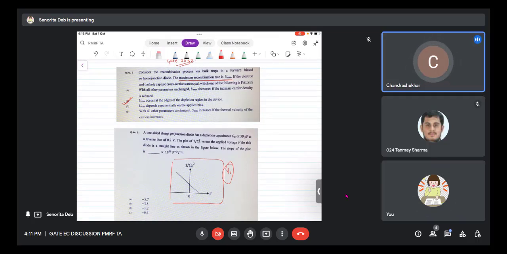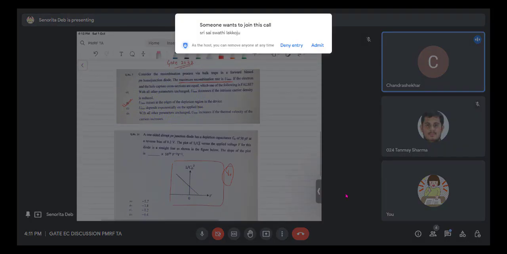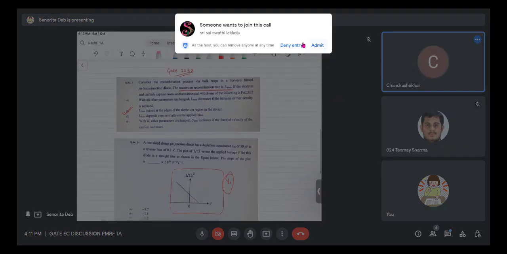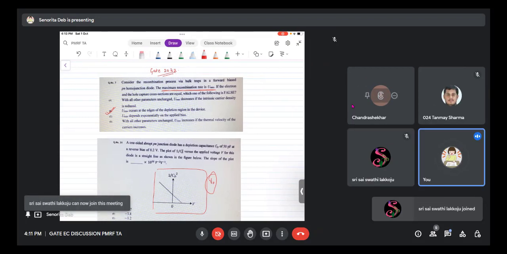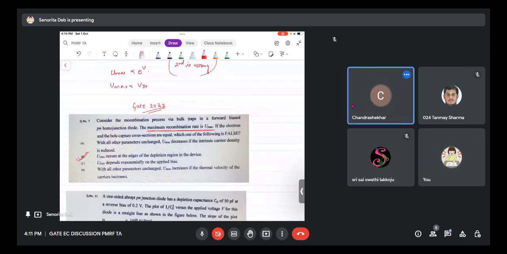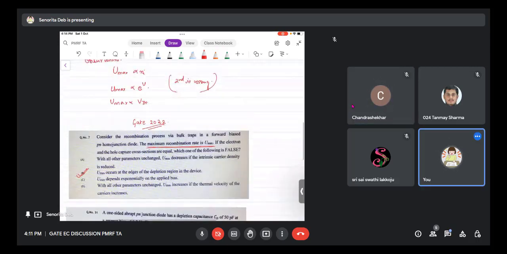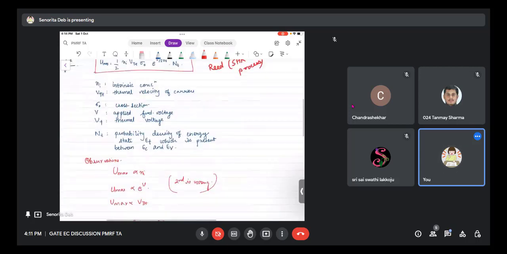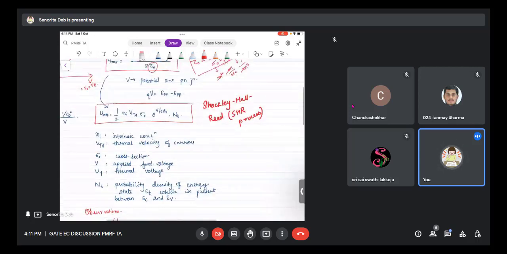Ma'am, in the first question, what is a capture cross section? Hole capture cross section. I did not see where. Oh, it is written, the sigma of the electron and hole capture cross section. It is talking about the sigma values that I had shown you, the cross section, sigma naught, this variable that is coming.